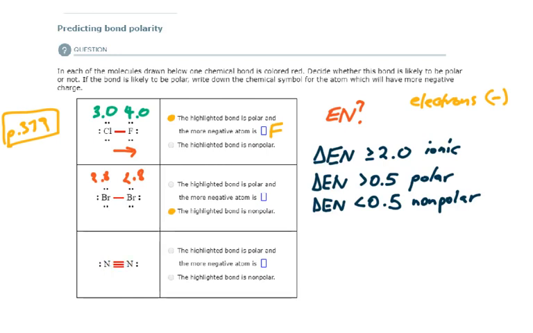Let's ask ourselves, what are the electronegativities of these two atoms relative to each other? Nitrogen has an electronegativity of 3. Guess what? We have the same atom on both sides of this bond. They're both nitrogen atoms. And so the difference in electronegativity between these two atoms is going to be 0. And so this is going to be a nonpolar bond.